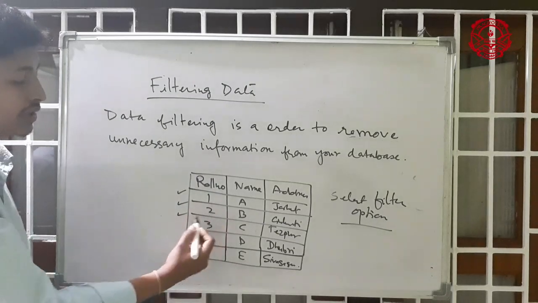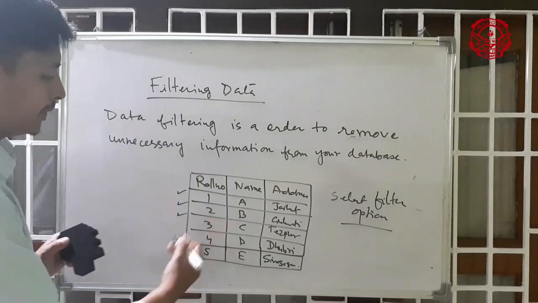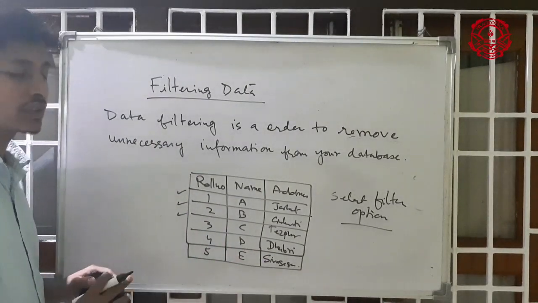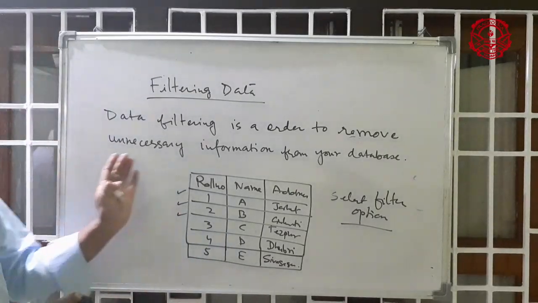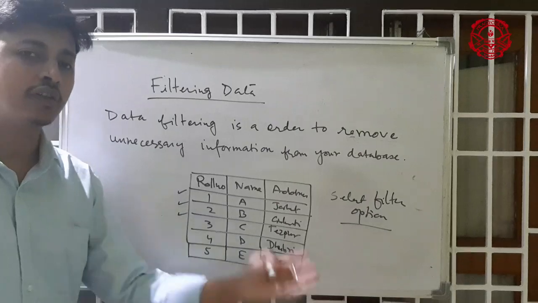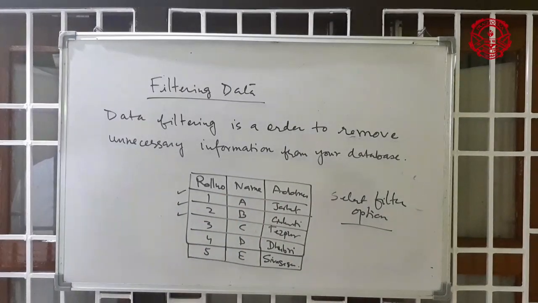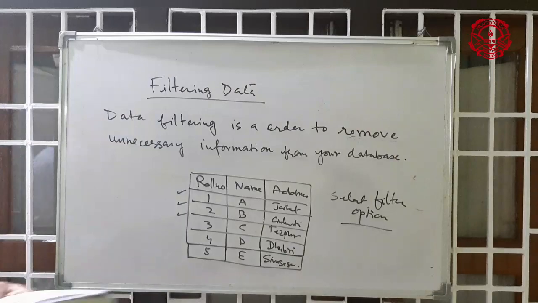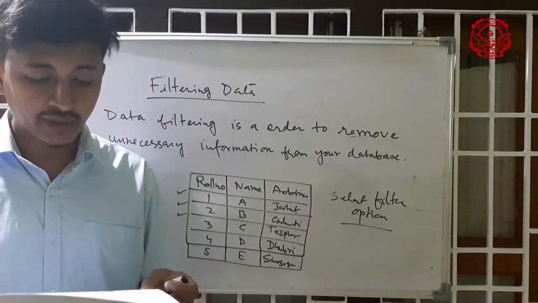I want 1, 2, 3 information, so that's why I select 1, 2, 3 information only. It is called filtering a record. Only the essential things will be displayed. The other unnecessary information will not be displayed in your database. Okay, this is called filtering. You can see in the book, only the steps are given. You just follow the steps and do these things at your home.